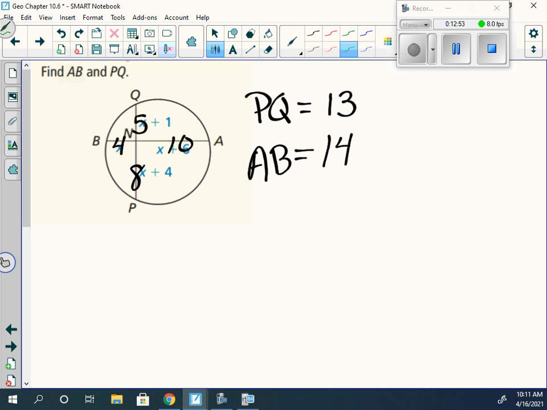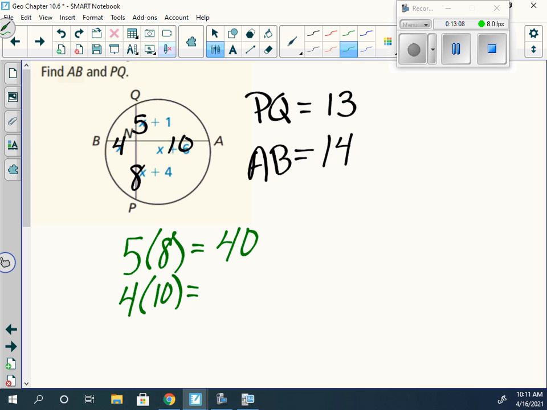Any questions on any of this here? And the theorem really does hold true, because if we wanted to look at it, 5 times 8, what is 5 times 8? 40. The other sections would be 4 times 10, which is 40. The product of the two segments do equal each other.